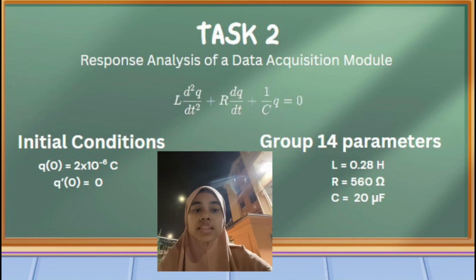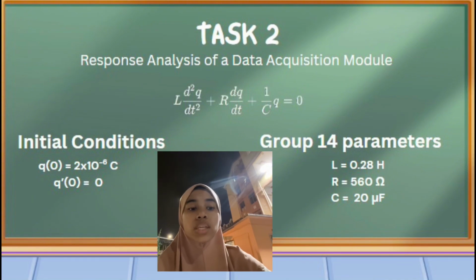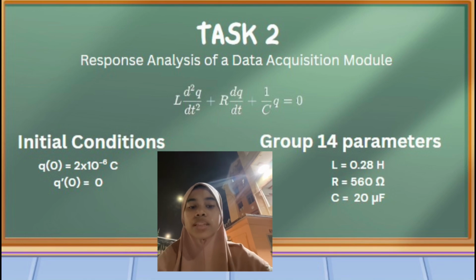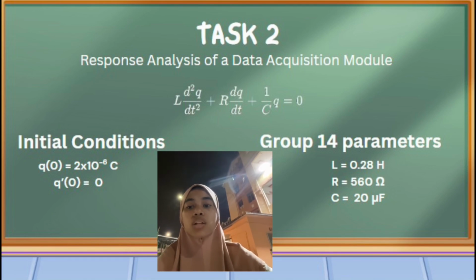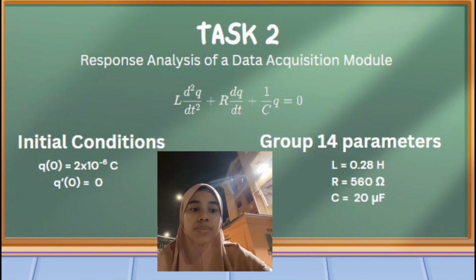For group 14, the given parameters are L equal to 0.28 Henry, R equal to 560 ohm, C equal to 220 microfarad. The objective of this task is to determine the complete solution of Q(t), calculate the value at 0.01 second, sketch the response profile, and discuss the system behavior.